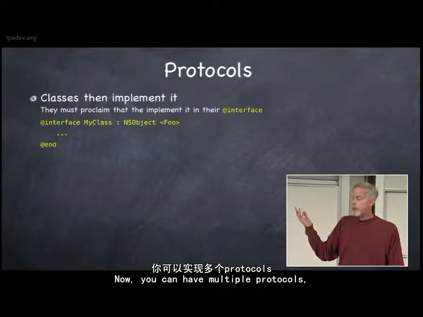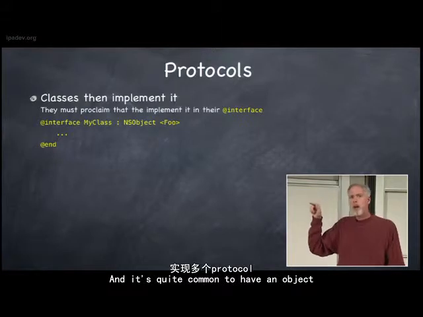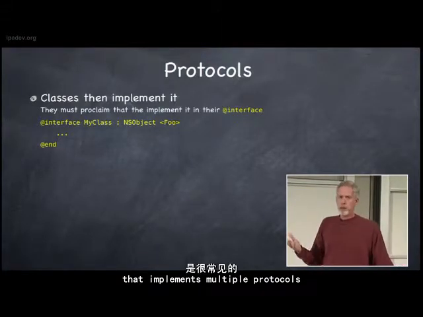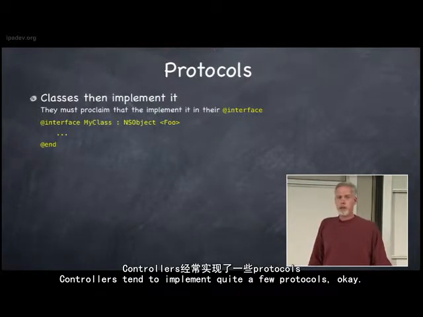Now you can have multiple protocols. You would just put them with commas, so angle bracket Foo, comma, Bar, comma, whatever, close angle bracket. And it's quite common to have an object that implements multiple protocols, especially controllers. Controllers tend to implement quite a few protocols.